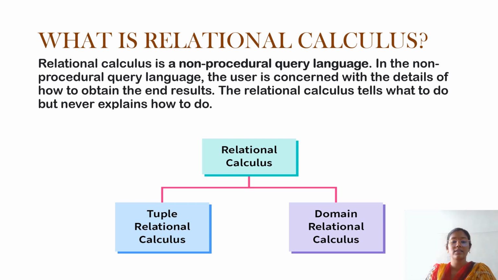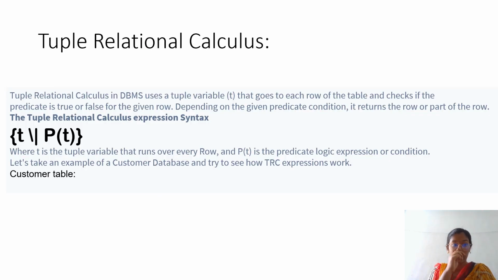Relational calculus is of two types: tuple relational calculus and domain relational calculus. Firstly, we are going to talk about tuple relational calculus. Tuple relational calculus in DBMS uses a tuple variable, indicated with T, that goes to each row of the table and checks if the predicate is true or false for the given row. Depending on the given predicate condition, it returns the row or part of the row.